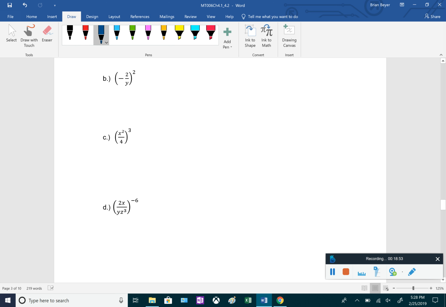Next one, we have negative and then 2 over y to the second. So I'm actually going to give that negative with the numerator and make it negative 2. So give the exponent to the numerator and denominator separately. Negative 2 squared is positive 4, so it's 4 over y squared.